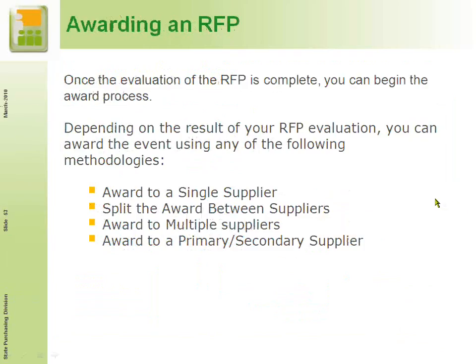Once the evaluation of the RFP is complete, you can begin the award process, and depending on the result of your RFP evaluation, you can award the event using any of the following methodologies. You can use a single supplier award. You can split the award between suppliers. You can award to multiple suppliers, or you can award to a primary, secondary supplier.